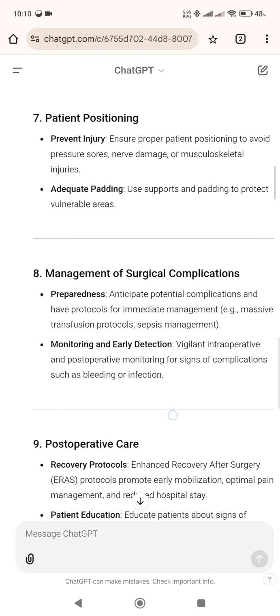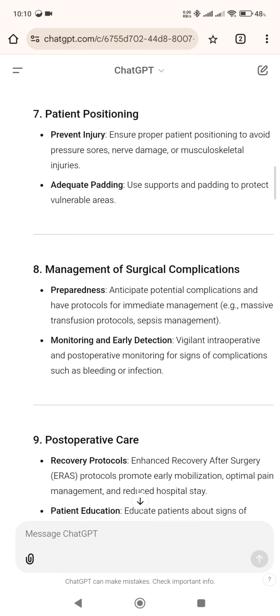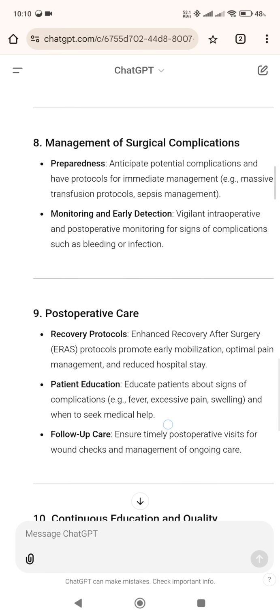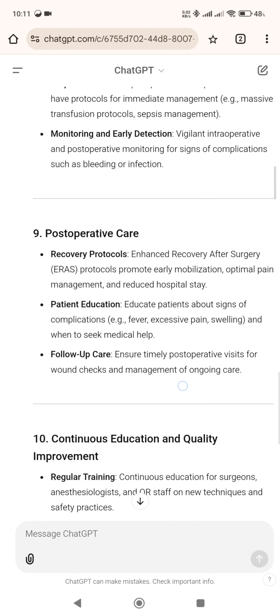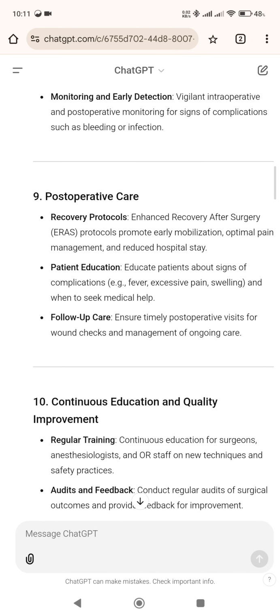7. Patient positioning. Prevent injury. Ensure proper patient positioning to avoid pressure sores, nerve damage, or musculoskeletal injuries. Adequate padding. Use supports and padding to protect vulnerable areas. 8. Management of surgical complications. Preparedness. Anticipate potential complications and have protocols for immediate management, e.g., massive transfusion protocols, sepsis management. Monitoring and early detection. Vigilant intraoperative and postoperative monitoring for signs of complications such as bleeding or infection.